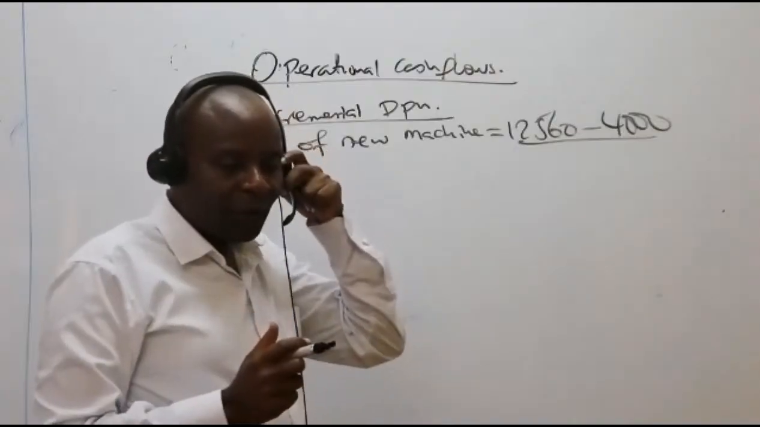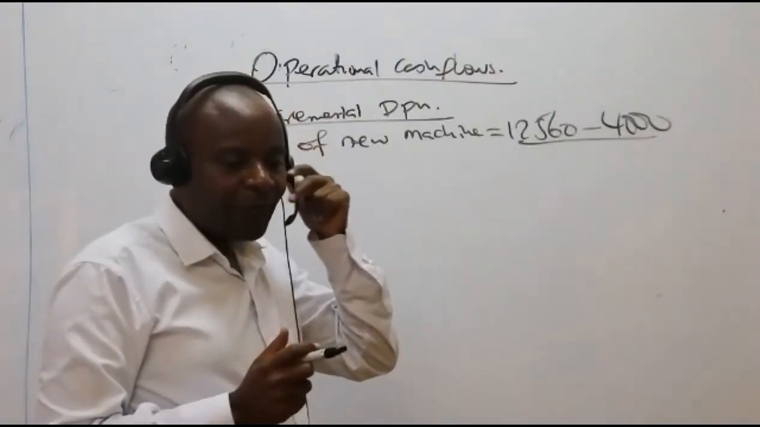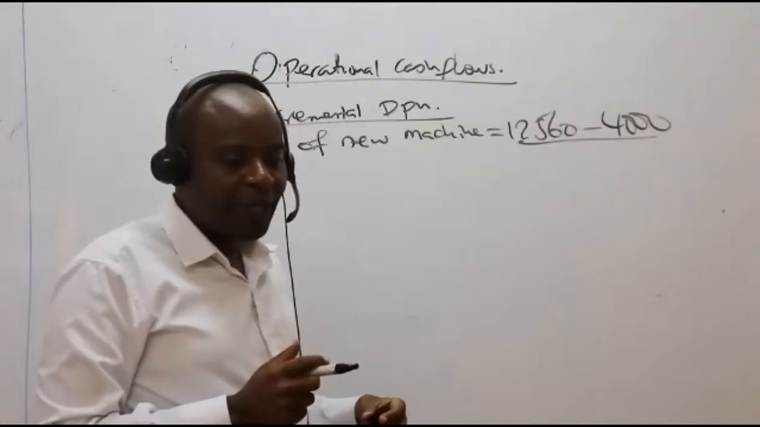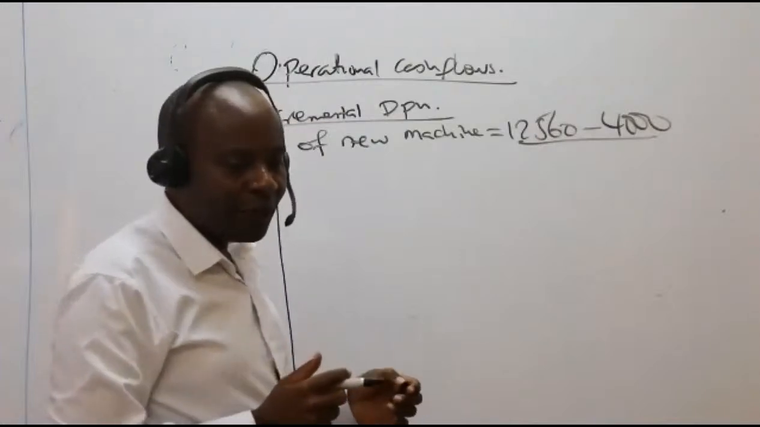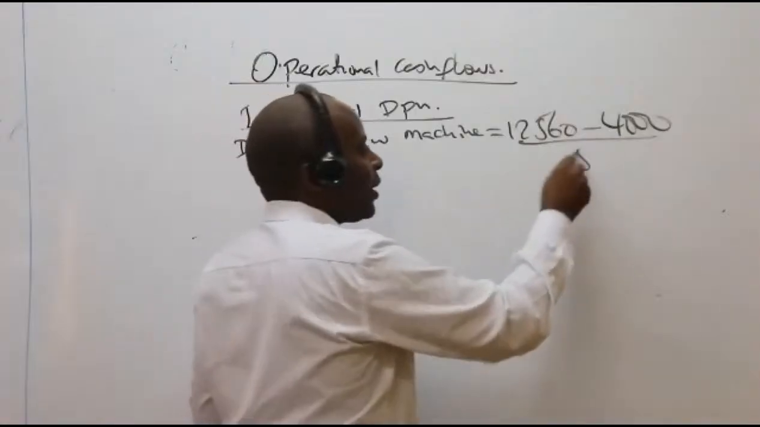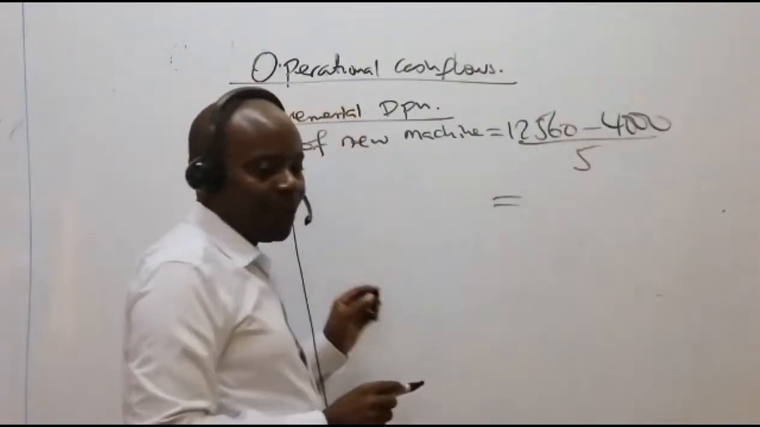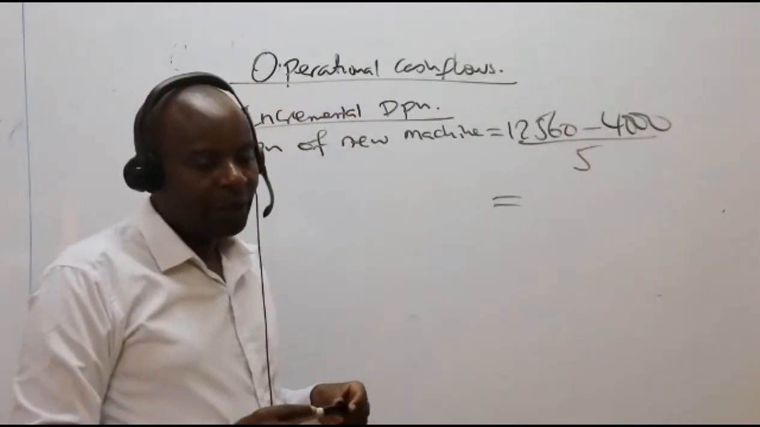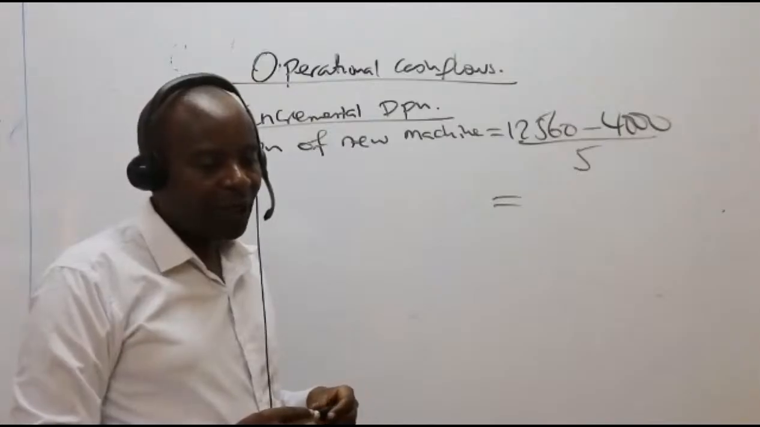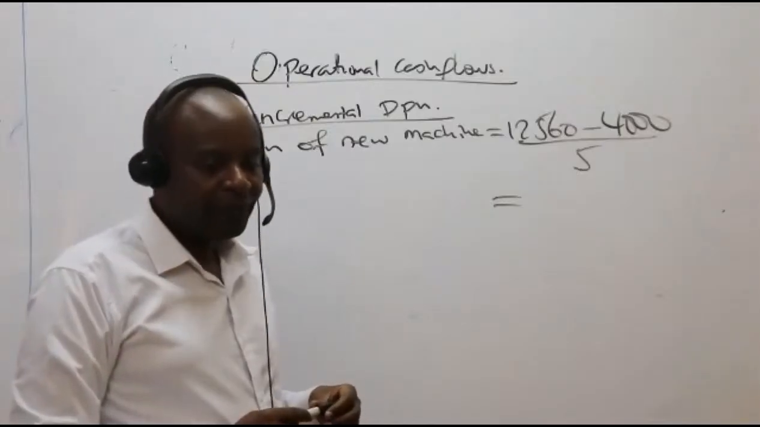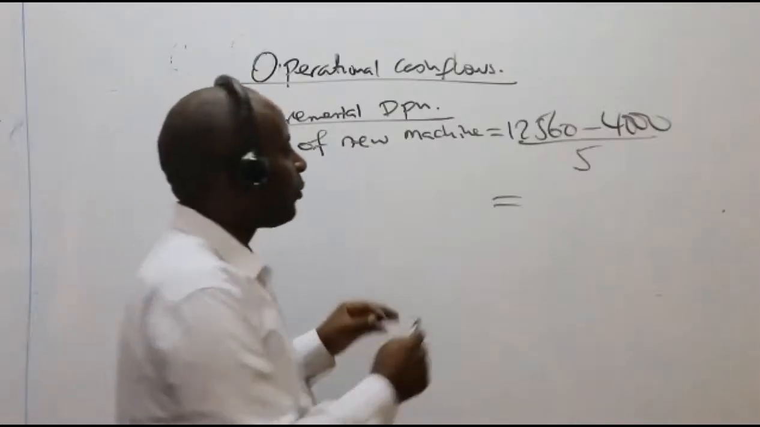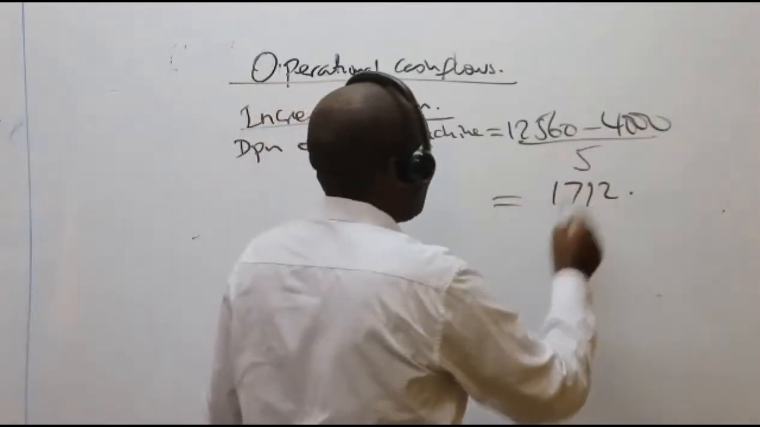Are you able to hear me now? Number of years, 5 years. So then could you kindly give me this depreciation here? 1,712. Thank you very much.